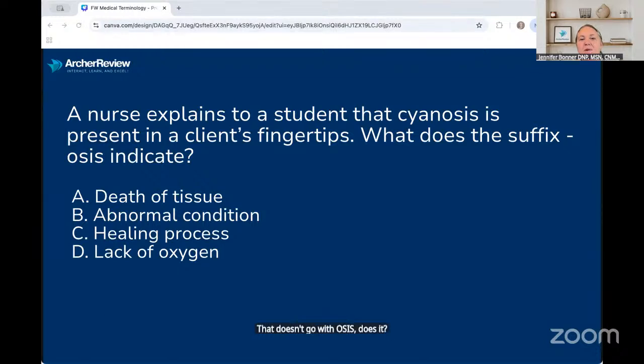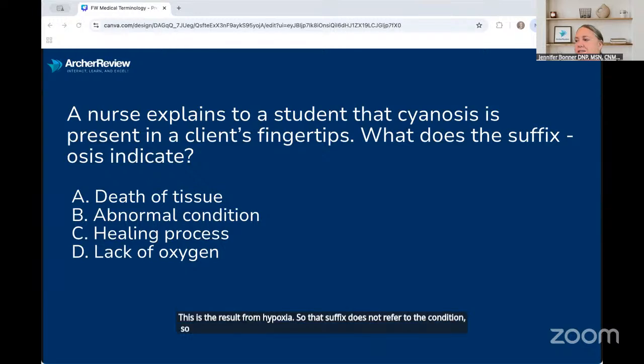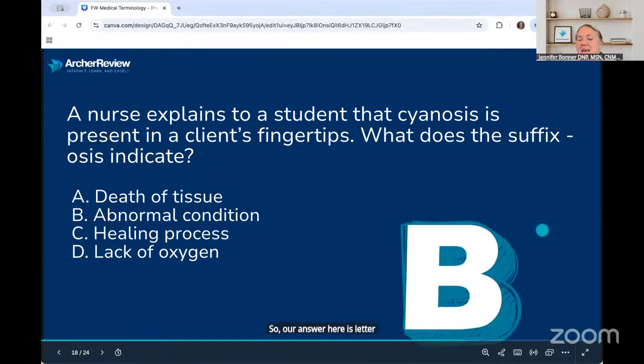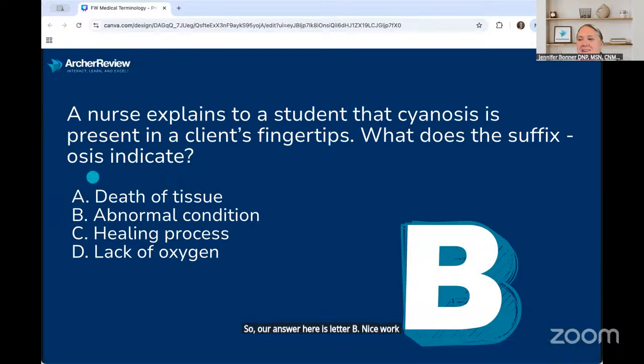And then we have cyanosis. Now, this is the result from hypoxia. So that suffix does not refer to the condition, so it's not the cause. So our answer here is letter B. Nice work. Way to go.